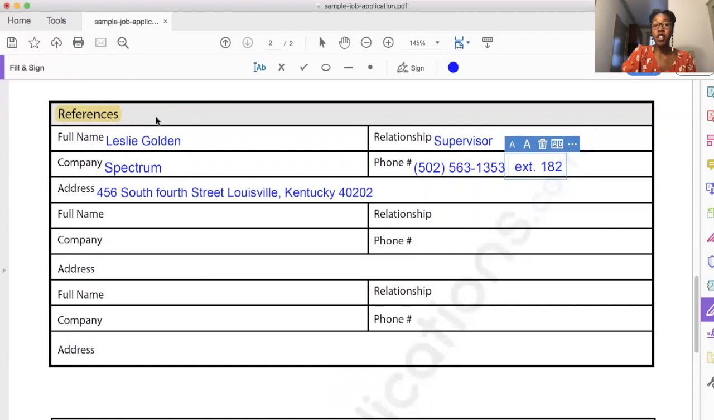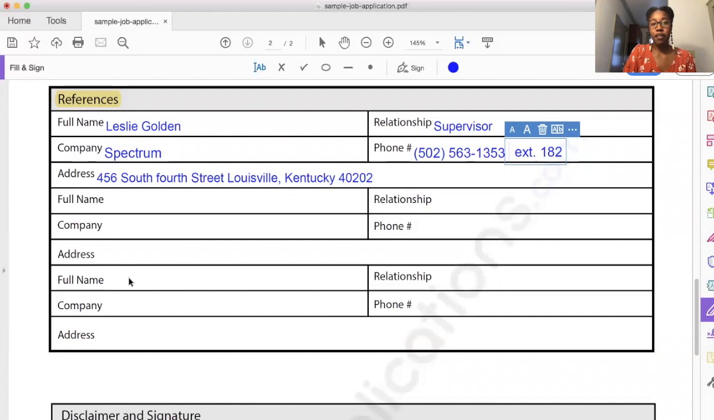Remember, for a reference, you want to have someone that knows you well. A reference is someone that knows you well and can talk about you being responsible. So again, a supervisor, a boss, a mentor, a coworker. These are good references. And you will usually give 3 references. So we have 1, you would give 2, 3.